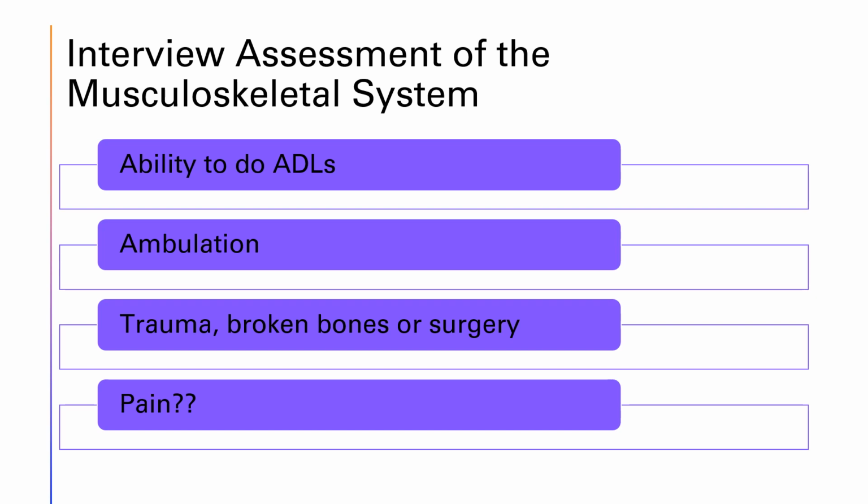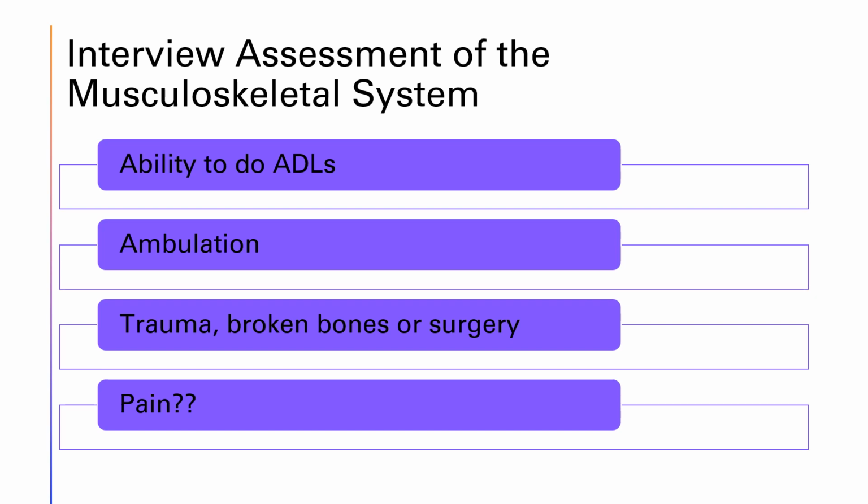The structures of musculoskeletal include bone, muscles, cartilage, ligaments, tendons, and joints. There's a lot of stuff and more that we could assess in our normal nursing assessment. We're going to discuss the assessment fully in the musculoskeletal lesson later this semester.